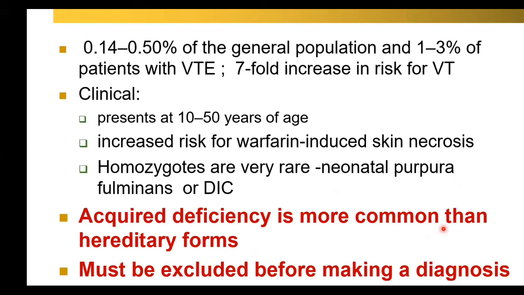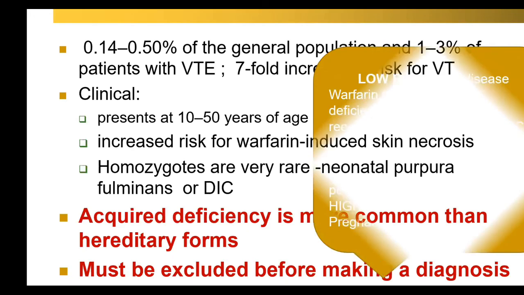Acquired deficiency is much more common than hereditary forms. Whenever we have detected protein C deficiency by functional assays, you definitely have to rule out acquired causes before considering hereditary. One very easy way of confirming it is repeating the test after, say, 6 months, so that if it is because of some acquired factors which don't exist anymore, the levels will come back to normal, which won't happen in a hereditary disorder.